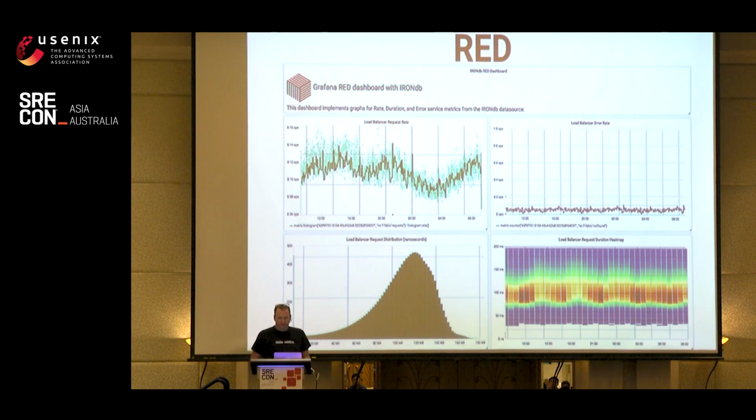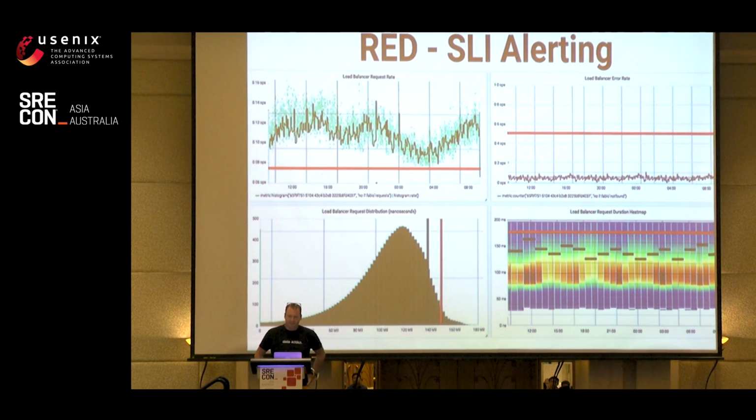So with this layout of a RED dashboard, we can get a fairly complete view of how our service is behaving with only a few panels of information. This particular dashboard, again, was implemented using Grafana. Latest Grafana has some really cool features, including this heat map. But we can extend this a little bit further too, and drop service level indicators on here.